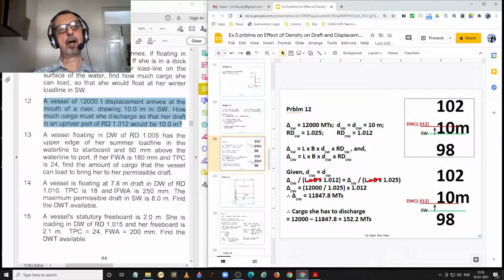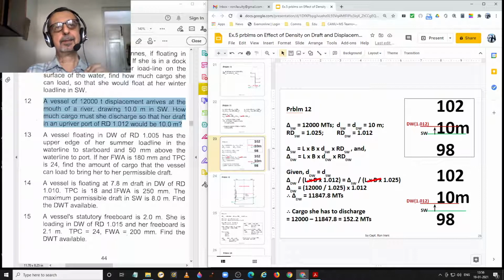She has to go upriver where the relative density of the water is 1.012 and still maintain her draft at 10 meters. That can only be possible if she discharges some cargo at anchorage so that when she goes upriver, she will sink automatically to a draft of 10 meters. If she does not do that, the consequences are that she will run aground somewhere in the river because that is the minimum required draft, which is 10 meters.